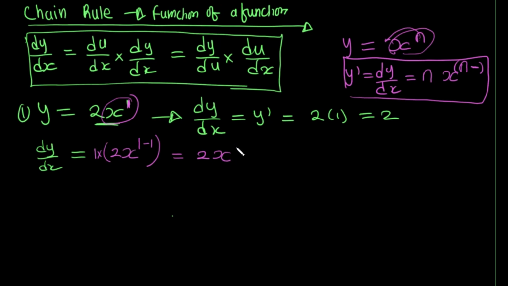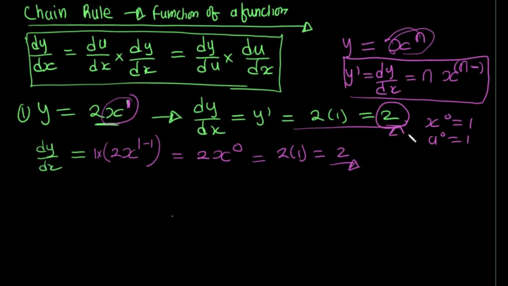Therefore, this becomes anything raised to the power 0. We know that anything raised to the power 0 gives you 1. A to the power 0 gives you 1. This is a law of indices that by now we know. So 2 multiplied by x to the power 0 is the same thing as 2 multiplied by 1, which gives us 2. So that's the power rule, and that's how we got to that value. That was just a straight shortcut. This is explaining how to do that very same thing.